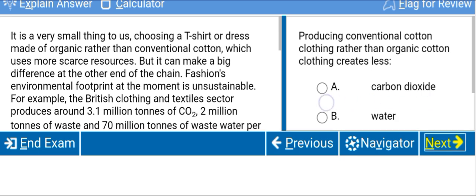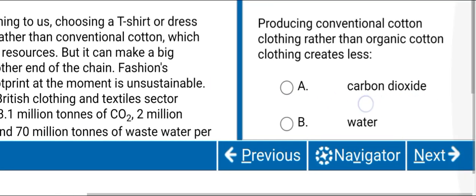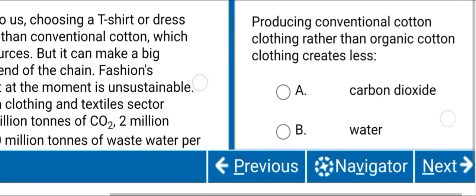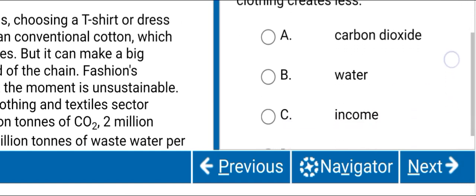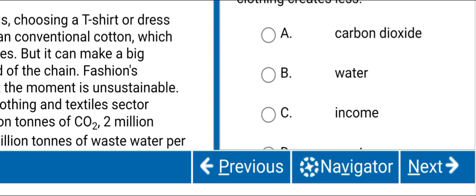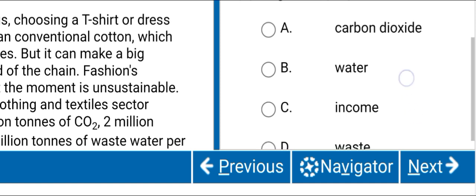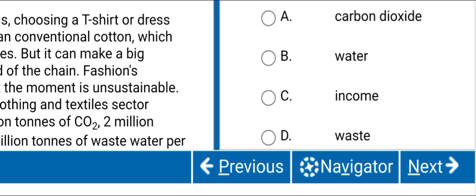Producing conventional cotton clothing rather than organic cotton clothing creates less. Option A, carbon dioxide. Option B, water. Option C, income. Option D, waste.